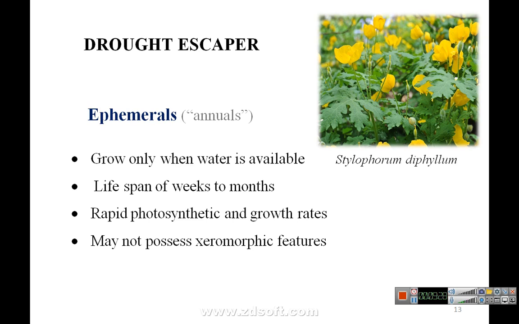Lifespan of weeks to months. So whenever they get water, they grow, they reproduce, so their cycle is completed, and after that, when drought comes again to that place, they die. Their photosynthesis and growth rate is also very rapid. They may not possess xeromorphic features, because they can't live in drought.